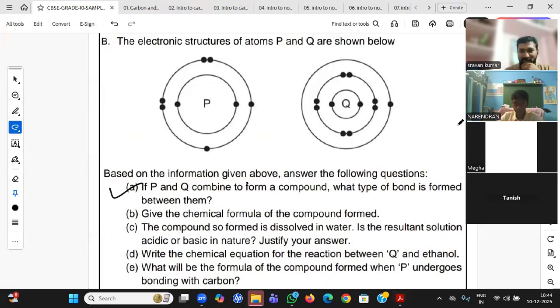Narendran, right answer. No, Narendran, the second answer is wrong. Yes, Maya, give the answers. Megha, give the answers. First, please type A and give the answers.